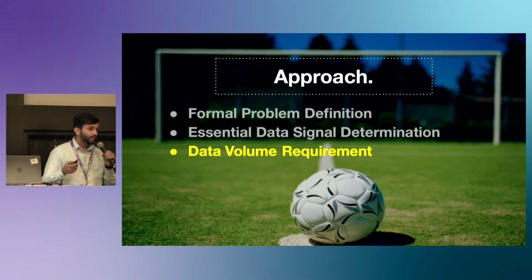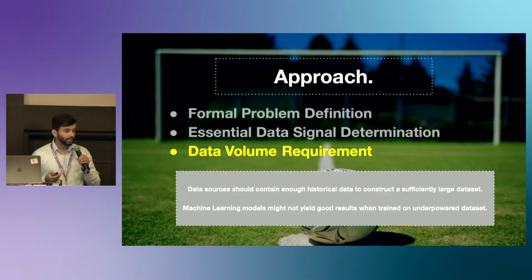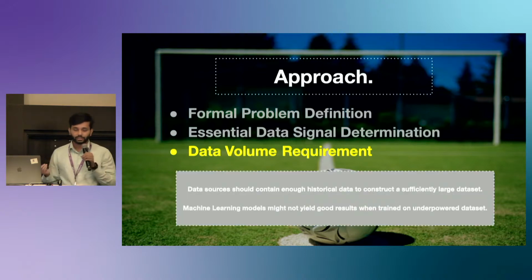Now, once we have identified the essential data signals, that will focus our search as we look for data sources on the web, identifying which sources could be promising and which we could just eliminate. Another aspect that comes in while navigating the source of the data set is the data volume requirement. These days, as Jigyasa mentioned, the models are data hungry. So we need sufficient volume of data for it to be useful for machine learning models.